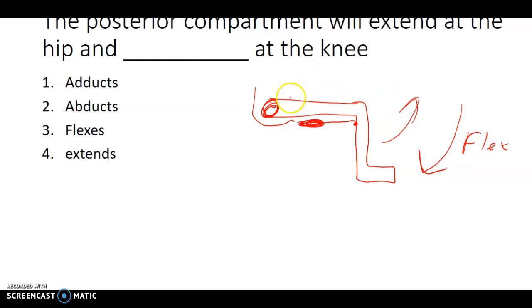So they're going to have to flex. So the anterior compartment, those will be the muscles up here. Those will be the ones that can pull and extend, where these have to be flexors.